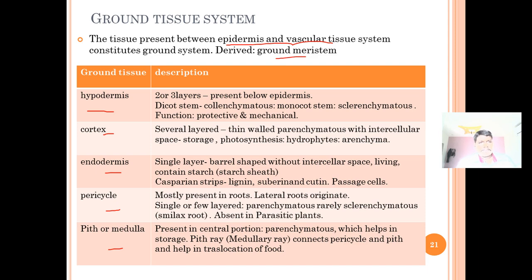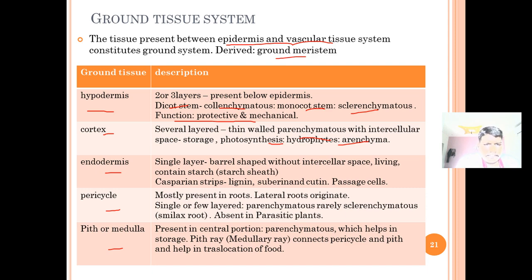Hypodermis: in the dicot stem it is collenchymatous in nature, and in the monocot stem it is sclerenchymatous. The layer next to the epidermis is the hypodermis. Its function is protective and mechanical. Cortex is several layered, mostly parenchymatous, and has food storage property. It does photosynthesis sometimes, and in hydrophytes, aerial parenchyma cells are present, due to which the plant gets buoyancy for floating.